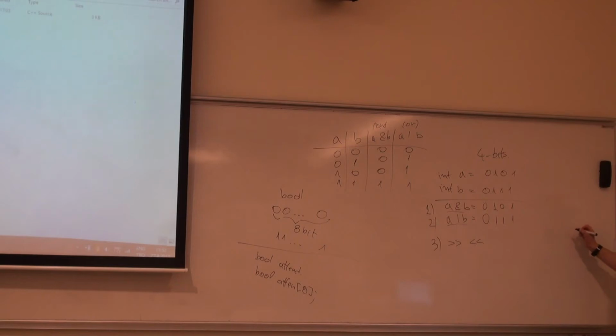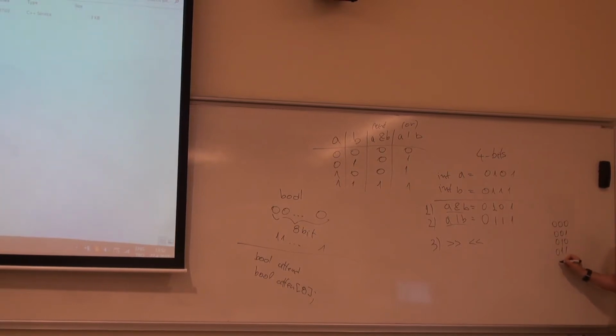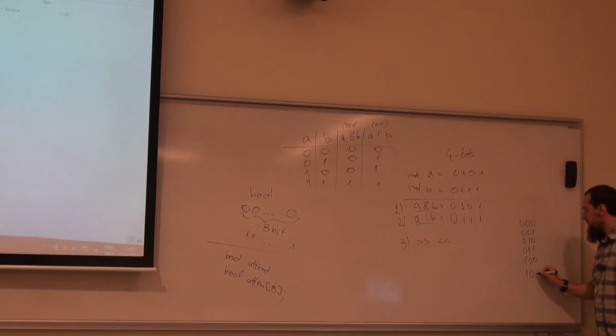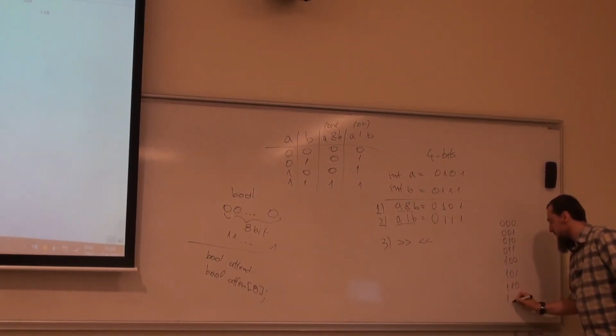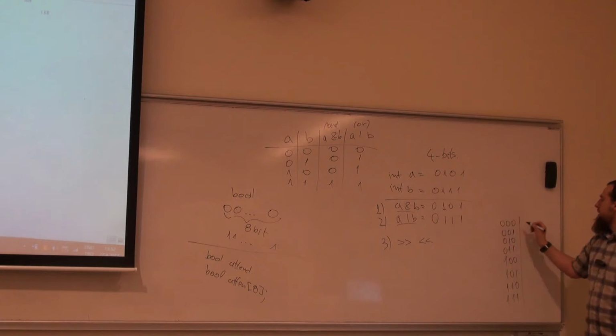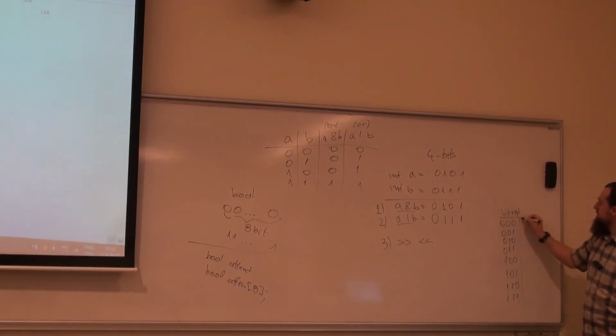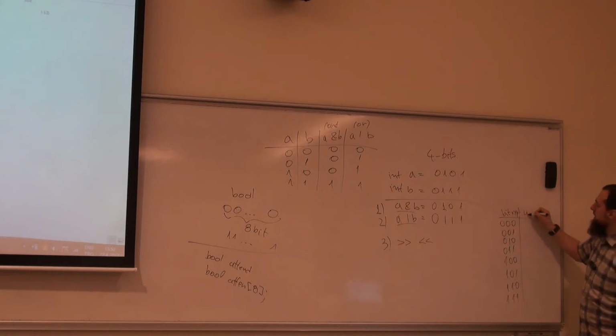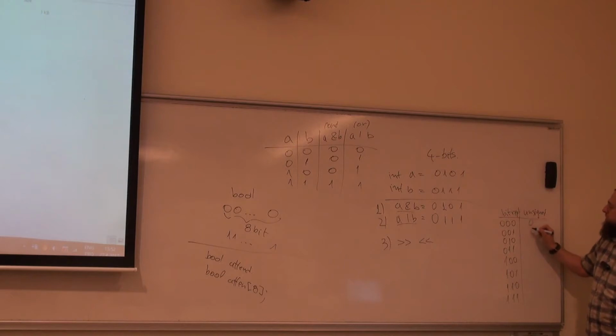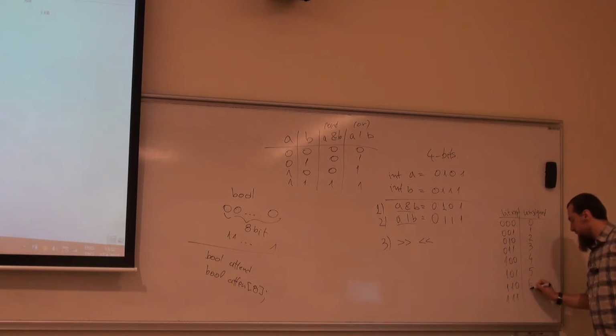Let me write numbers here. 0, 0, 0, 0, 0, 1, 0, 1, 0, 0, 1, 1, 1, 0, 0, 1, 0, 1, 1, 1, 0, 1, 1, 1. Okay, so this is bit representation. This is the number, let's say unsigned. What is the value of 0, 0, 0? It's 0. 1, 2, 3, 4, 5, 6, 7.